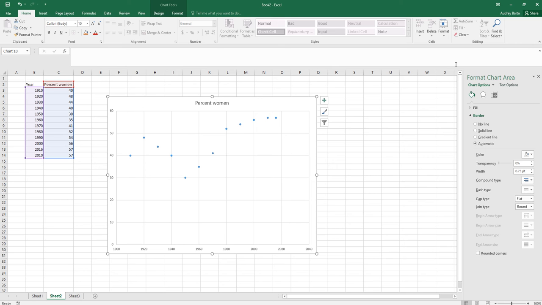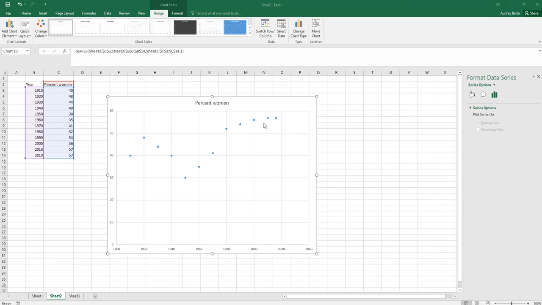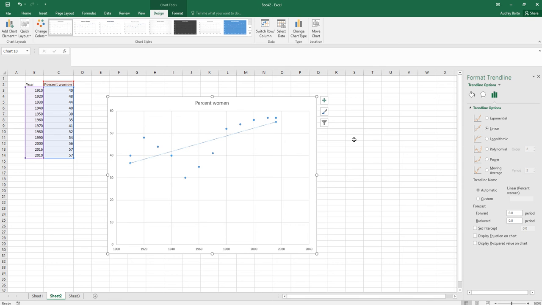In the options for formatting the chart, you want to right click on any one of these points. Not in format, I always forget that. Right click on a point and then click add trend line. And then this fills in the line that best fits all of these points as a whole.